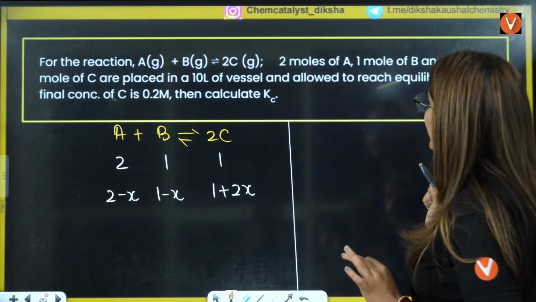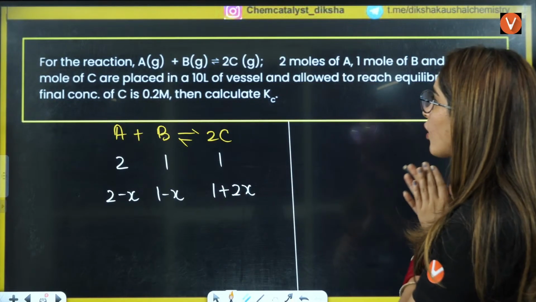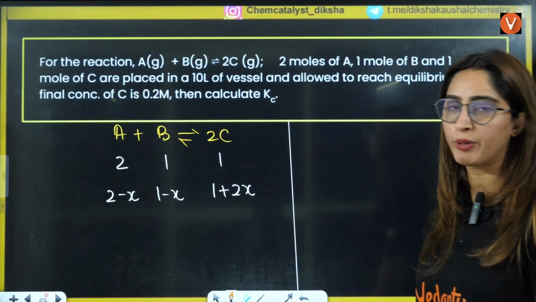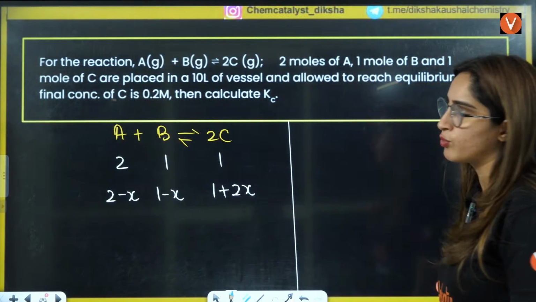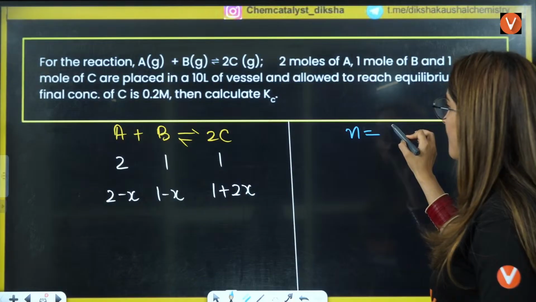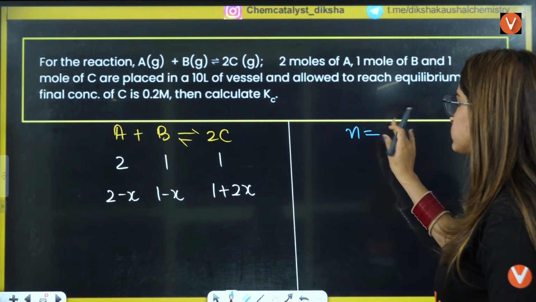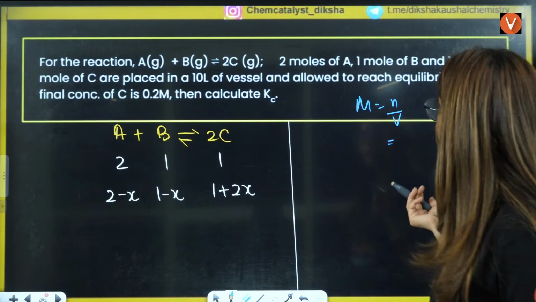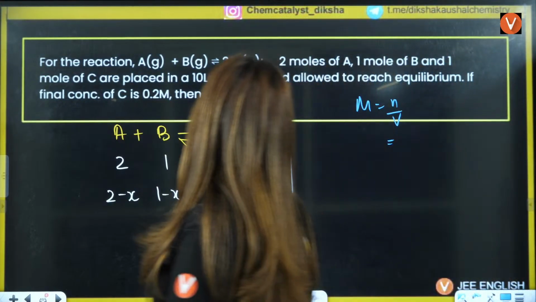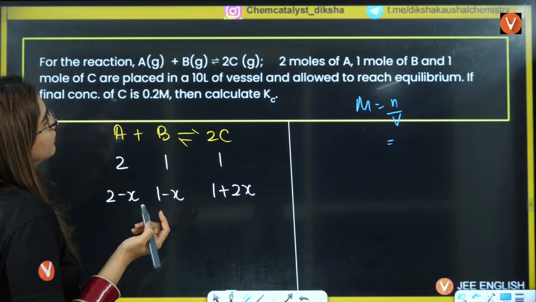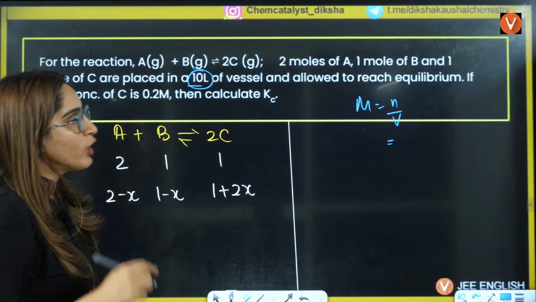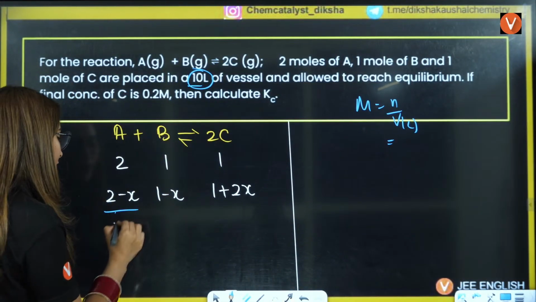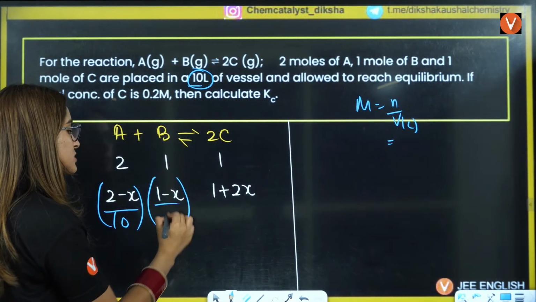Now they have given you one hint here that the final concentration of C is given to be 0.2. These are the number of moles. Wait a minute, molarity is equal to number of moles by volume. So for concentration you have to divide the moles by the volume in liters, okay? So you have to divide by 10. Everything is divided by 10.